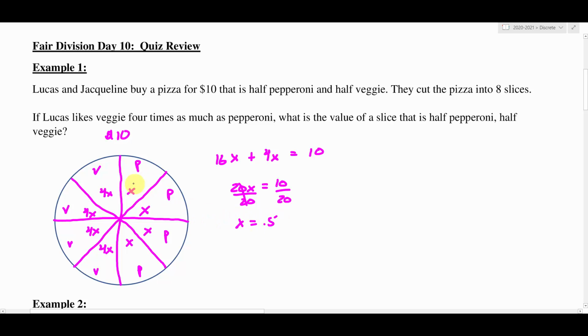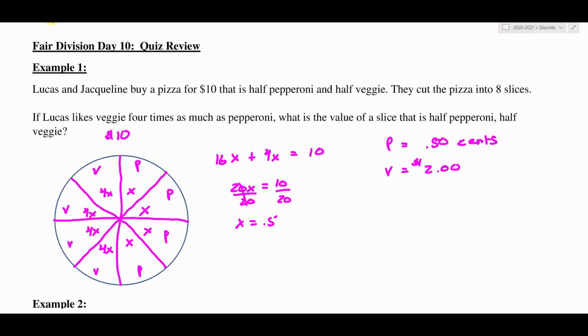Now remember, x represents the cost of one pepperoni slice. So a pepperoni slice is 50 cents. Which means if Lucas values the veggie pizza 4 times as much, a veggie slice is going to be worth $2. Right? So now we know what a slice of pepperoni is worth, we know what a slice of veggie is worth. And then it asks us, what is the value of a slice that is half pepperoni and half veggie?